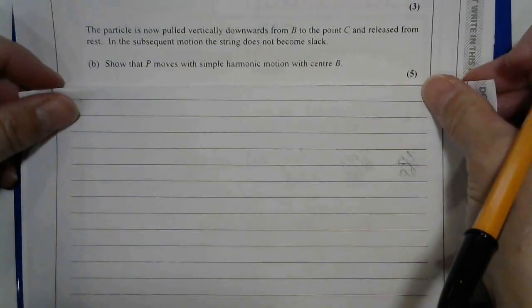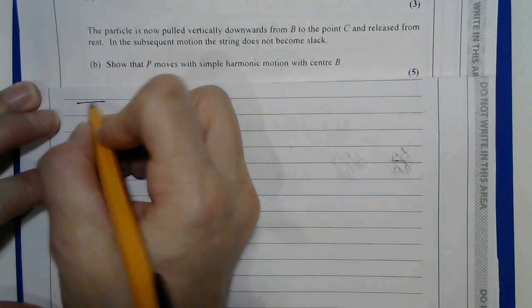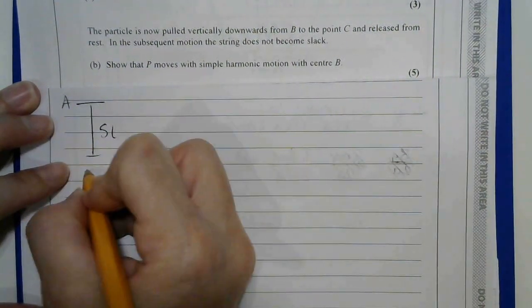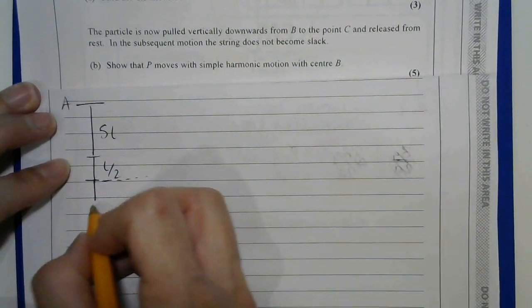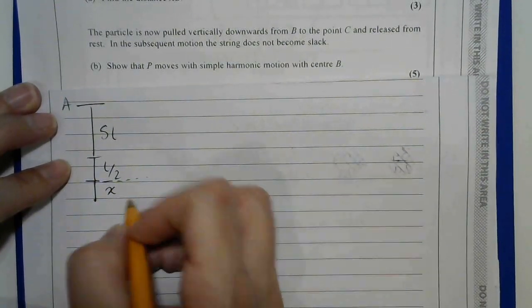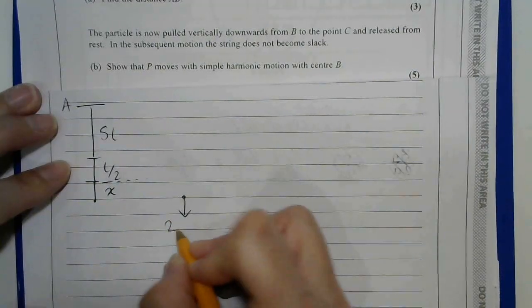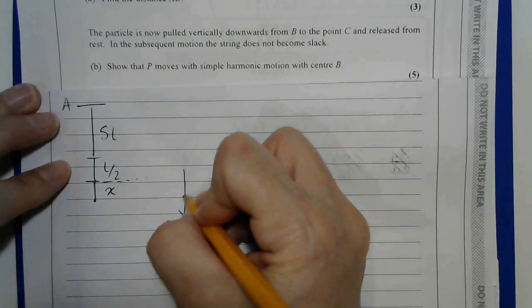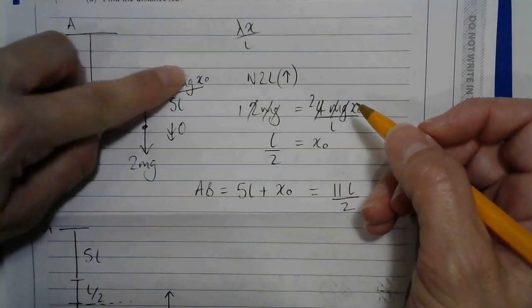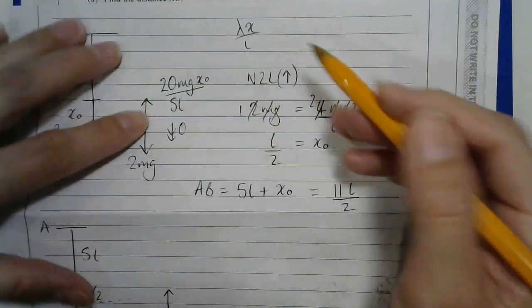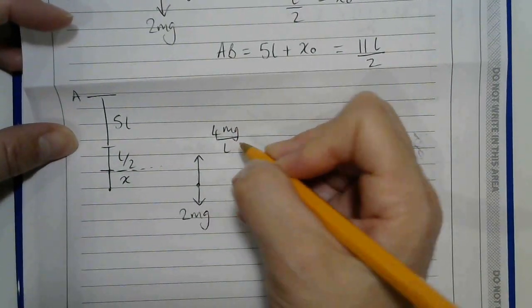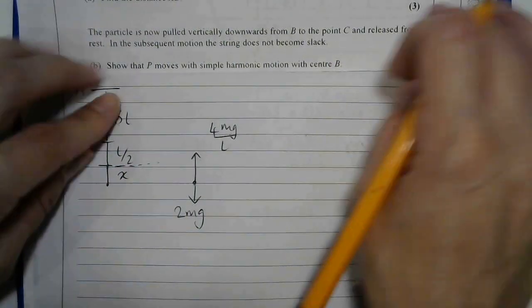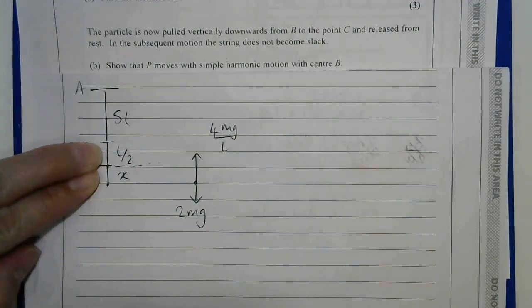Now I'll draw a new diagram. So A is here, I have 5L, I have my x0, which was L over 2, and then the string will be extended beyond that, so I'll call that x. This time the weight is still 2mg. The force up will be very similar to what I had before. Before I had this, which ended up being 4mg over L multiplied by the extension. Now the extension this time is L over 2 plus x.